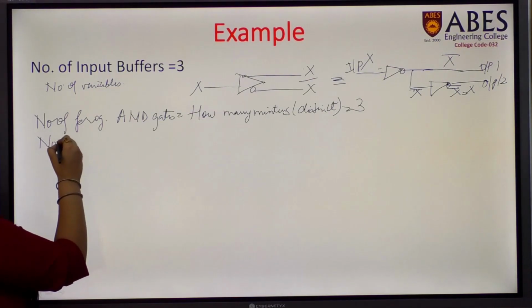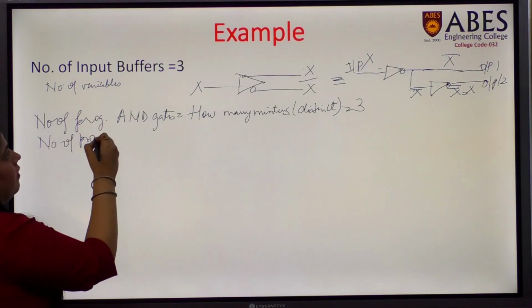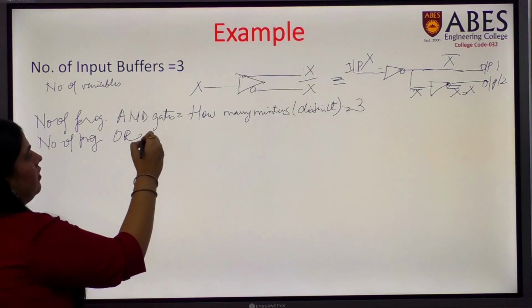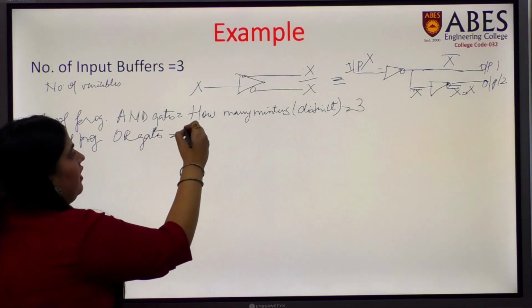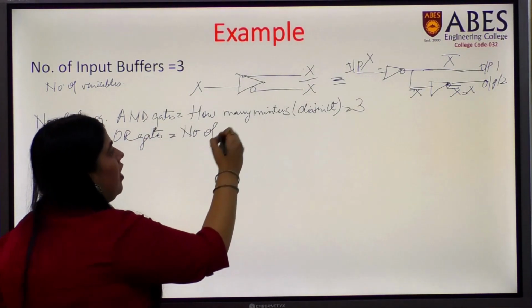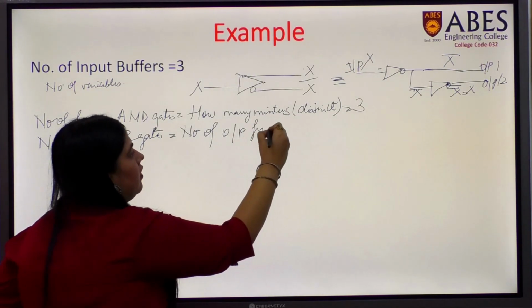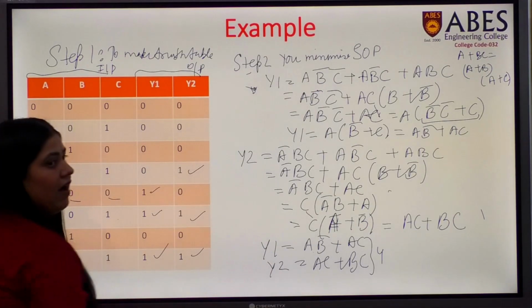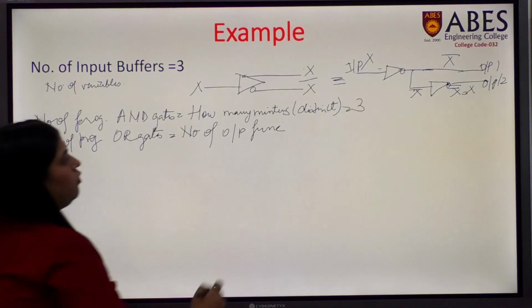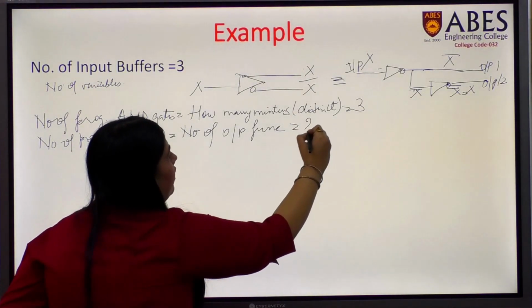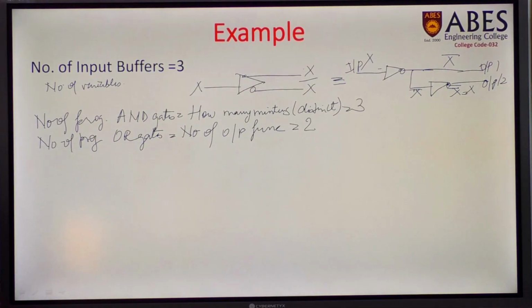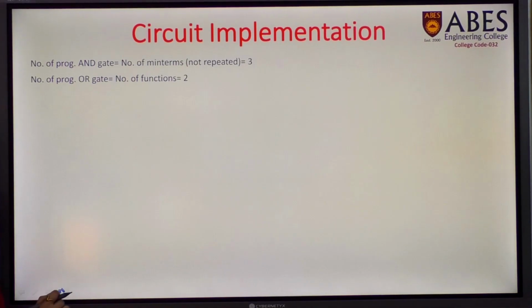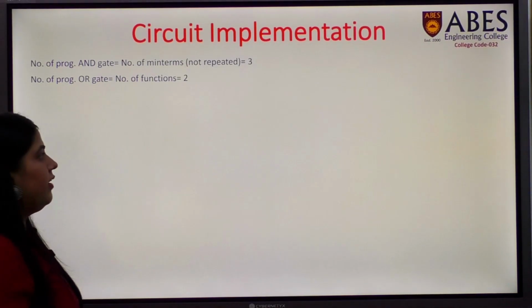Now next, the number of programmable OR gates. It is equal to the number of output functions. So here there are 2 output functions, Y1 and Y2. So the total number of programmable OR gates is equal to 2. Now we proceed further. In the next step, we have to make the circuit.